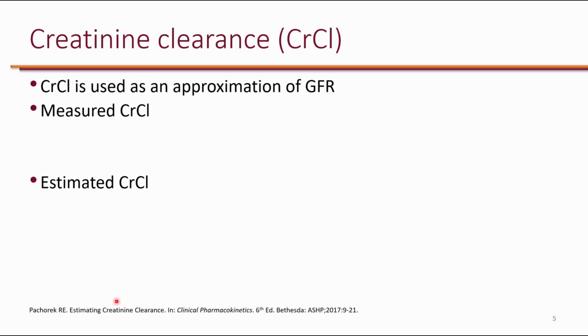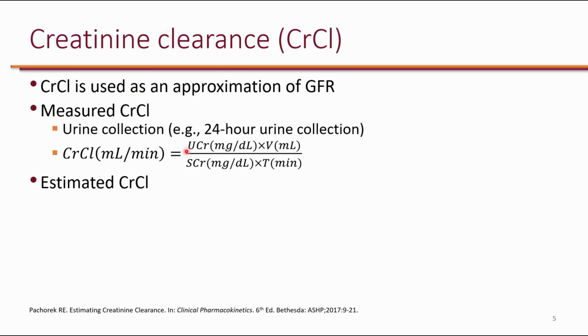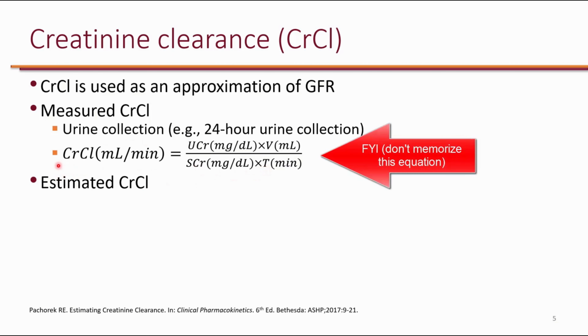Another thing that we can do to assess renal function is to use creatinine clearance as an approximation of GFR. And just like GFR, when it comes to creatinine clearance, we can either measure it or we can estimate. The way that we measure creatinine clearance is by actually collecting urine. Typically, the best way to do it is to collect urine for a 24-hour period and then get a urine creatinine level as well as a serum creatinine level, and use this equation to get the actual creatinine clearance.